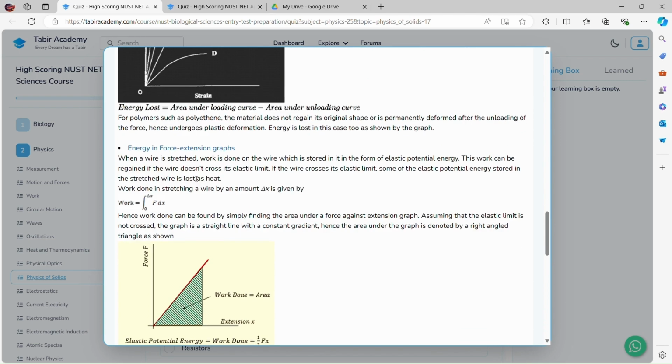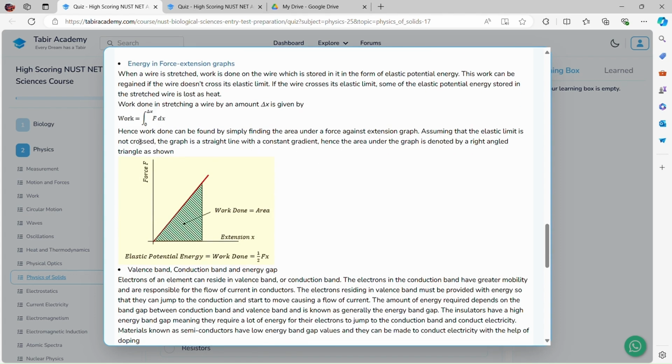Energy in force extension graphs. When the wire is stretched, work is done on the wire which is stored in it in the form of elastic potential energy. This work can be regained if the wire doesn't cross its elastic limit. If the wire crosses its elastic limit, some of the elastic potential energy stored in the stretched wire is lost as heat. Work done in stretching a wire by an amount delta x is given by work equals F dx. Hence, work done can be found by simply finding the area under a force extension graph.